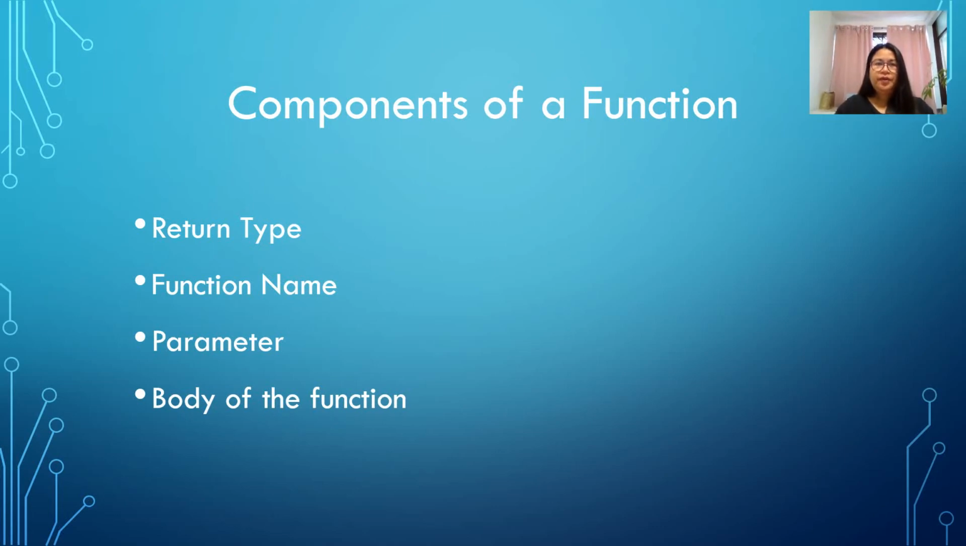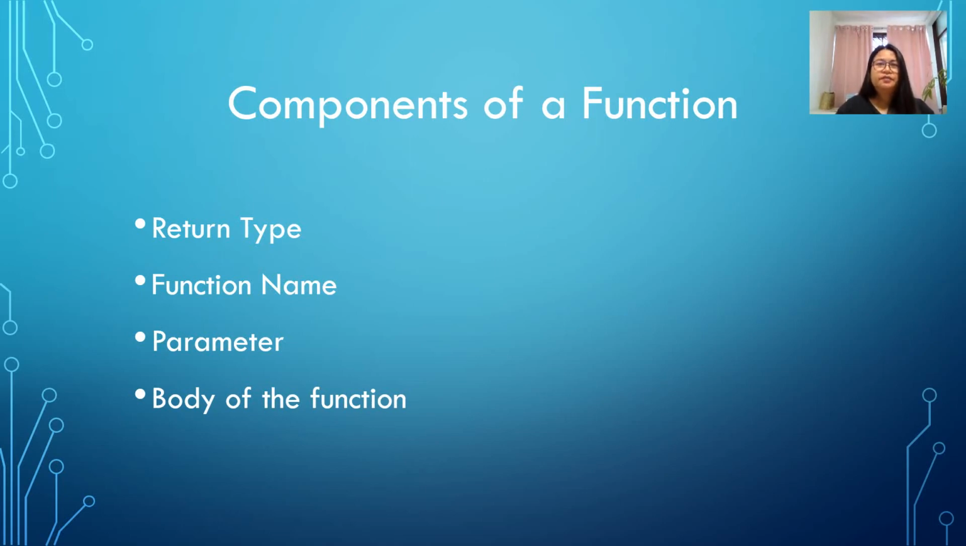And then we have the parameter. This is the component of a function which enumerates the input values of the function. The parameter is placed inside the parentheses of the function right after the function name. And the syntax for the parameter is a data type and a variable name. And then we have the body of the function. It is the group of statements within the code block of the function.